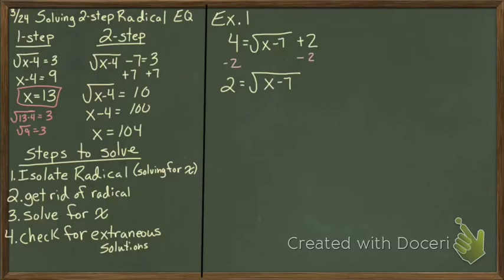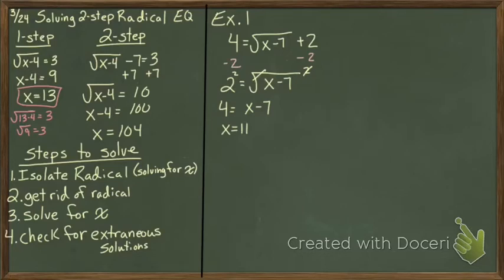I'm going to square both sides. So whenever I square the square root, that gets rid of itself, or that gets rid of the radical. Then I've got 2 squared, which is 4, equal to x minus 7. I'm going to add 7 to both sides, so x equals 11.